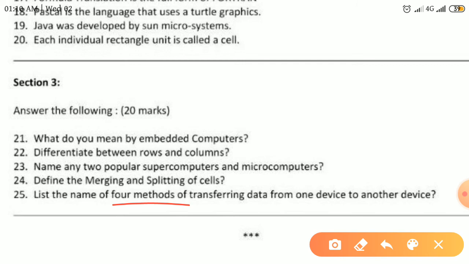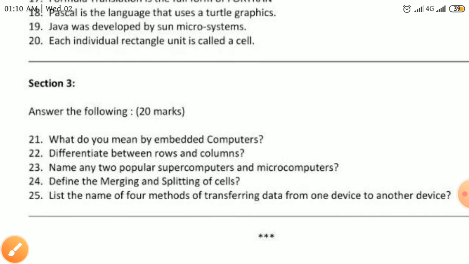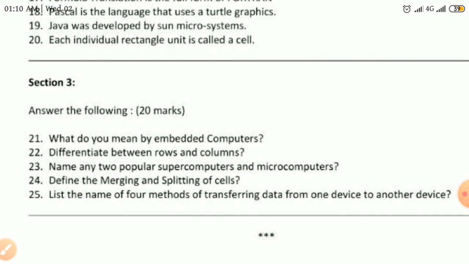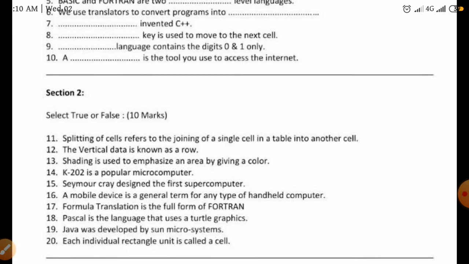That is copy and paste using keyboard shortcut keys, drag and drop, and the fourth one is send to. You can easily find this thing in your book. Okay, so section number 3, total 20 marks, 4 marks for every question. Now this is about your unit test number 1 paper solution.